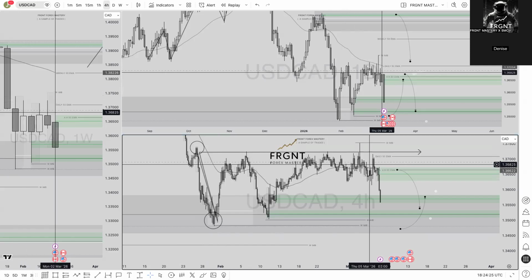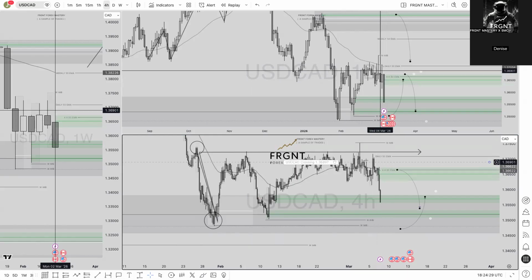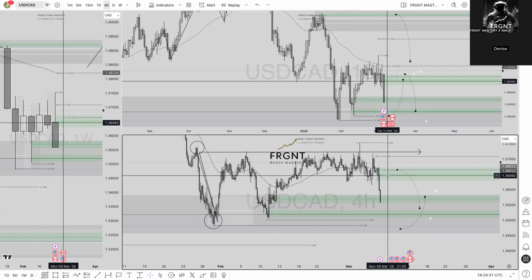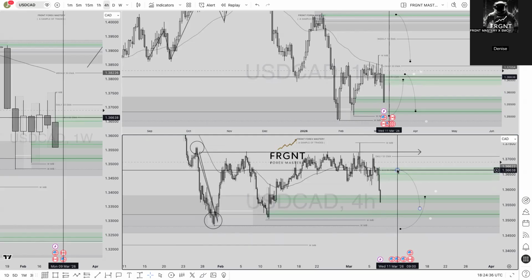Now, if I'm going to use order blocks and smart money concepts to take that short position, I don't have any other 4 hour order blocks here aside from this one. What then supports that order block is the fact that the 4 hour 50 EMA is there.